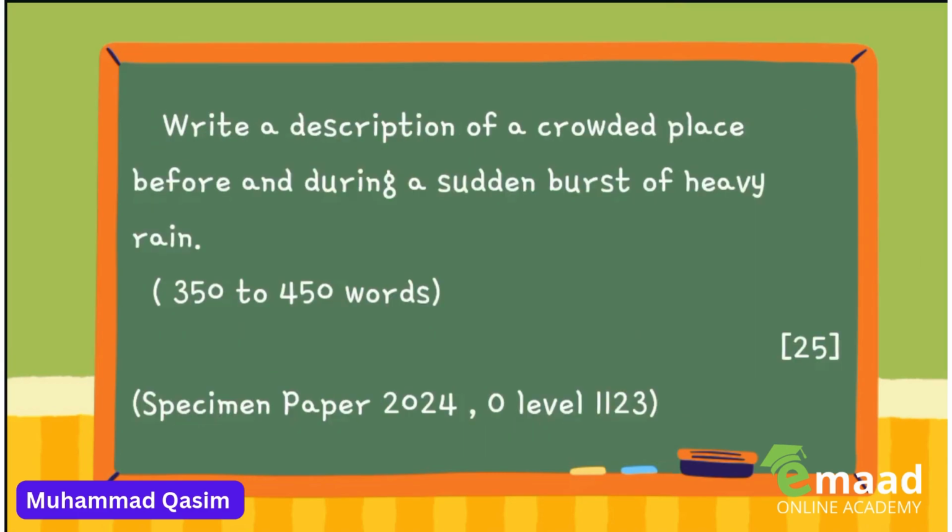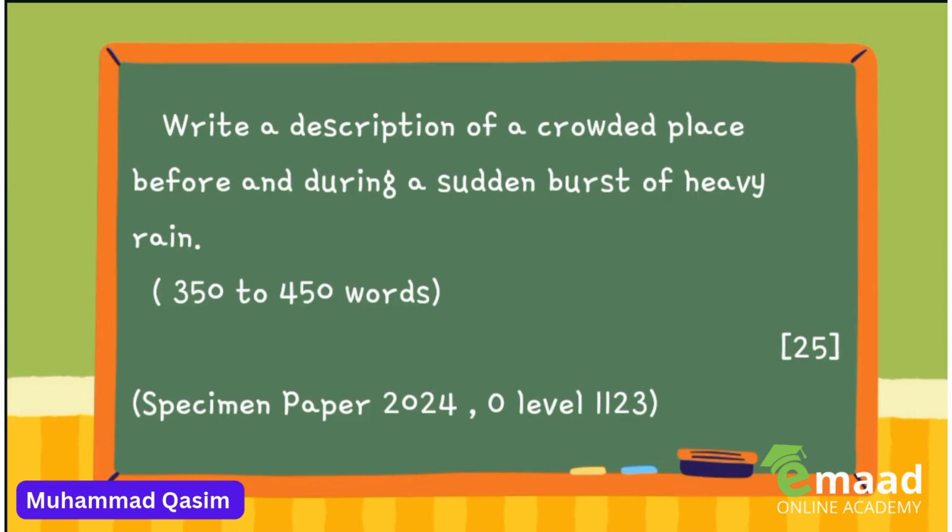Here is another question for you. Write a description of a crowded place before and during a sudden burst of heavy rain. So, how is a crowded place? People moving around, rushing, shops are open, some people are buying something. You can recall any experience from your past life when you encountered such an event. That will actually help you to produce a beautiful descriptive piece of writing.